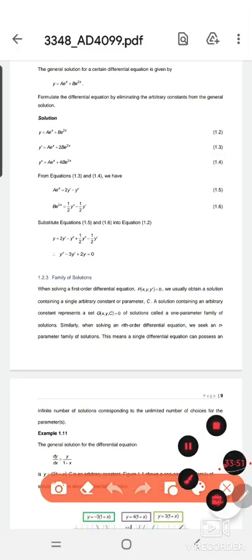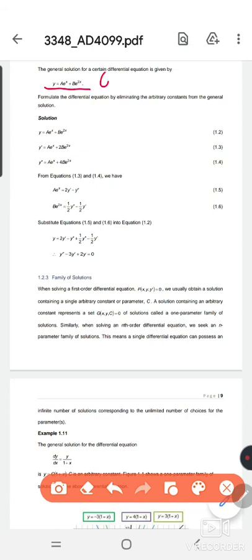Okay, example 1.10. The general solution for a certain differential equation is given by yang ni kita panggil dia general equation. Sebab apa general equation? Dia still lagi ada ni, nampak tak? A dengan B. Dia ada constant A and constant B. Dia adalah general equation. Okay, formulate the differential equation by eliminating the arbitrary constant from the general solution.